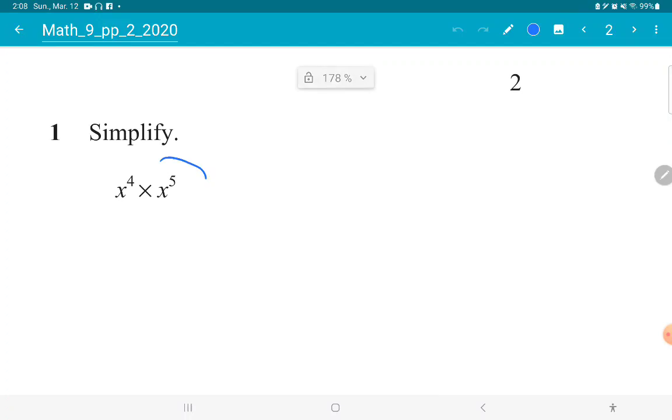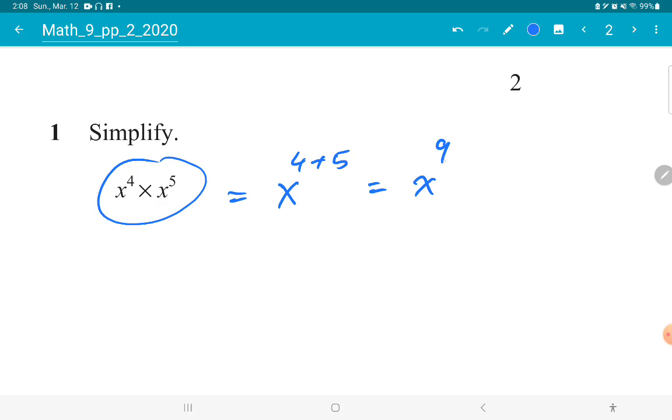Simplify this. Since the base is the same, I'll put the base x, and then the power is 4 plus 5, then I'll get x to 9. And that's it.